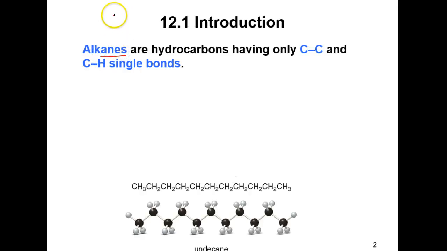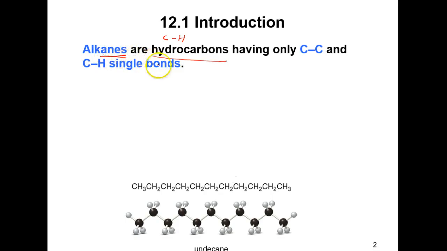We're going to talk about other classes of hydrocarbons called alkenes, alkynes, and aromatic compounds, and they are all types of hydrocarbons. Basically, a hydrocarbon is any molecule that has only carbons and hydrogens on it. There are no other heteroatoms, no oxygens, nitrogens, or halogens, or anything like that. But this particular chapter is about alkanes.